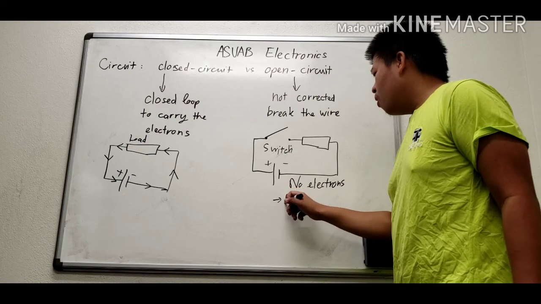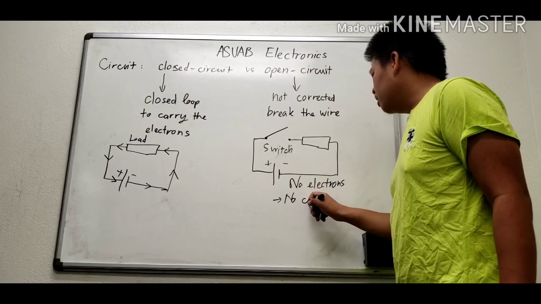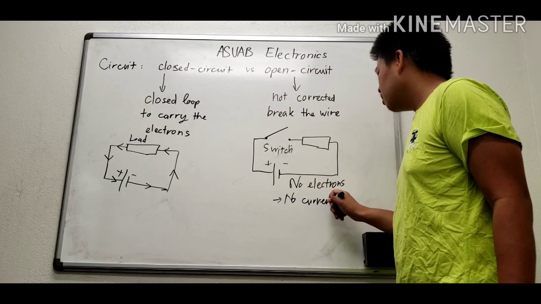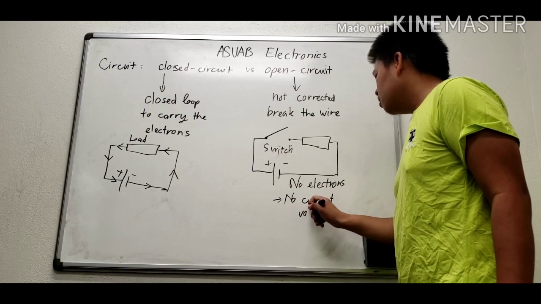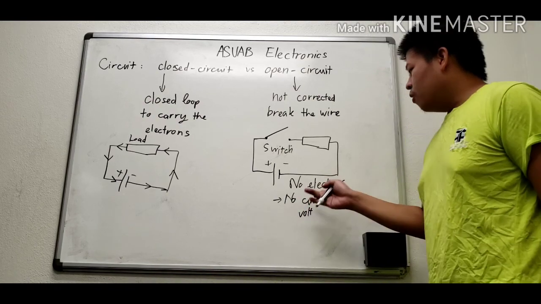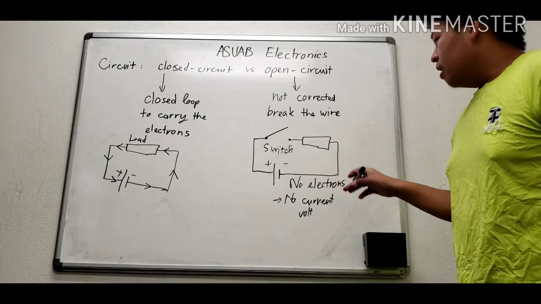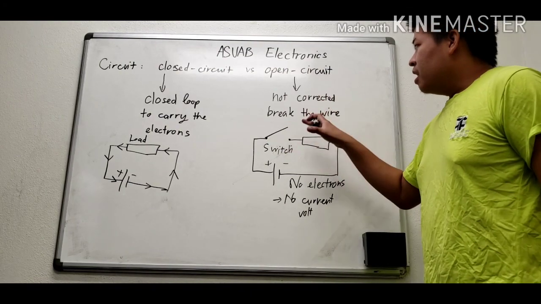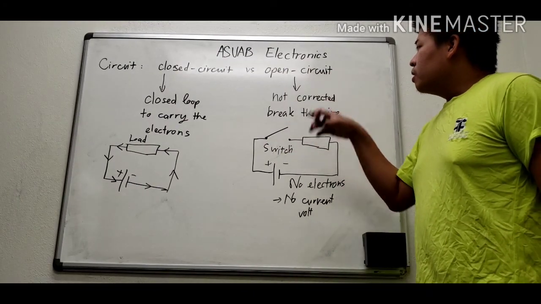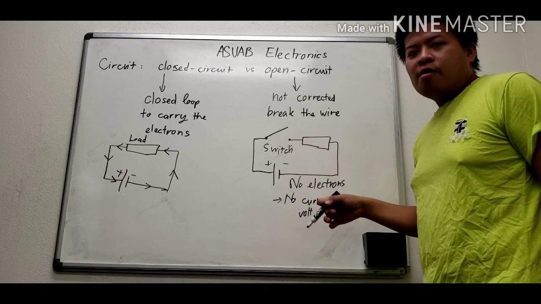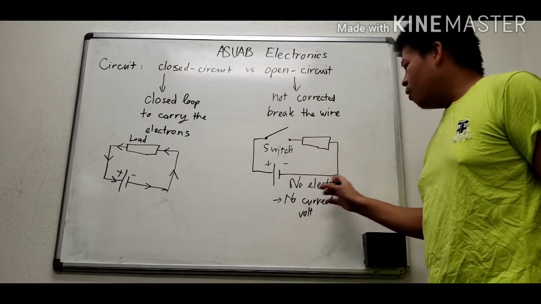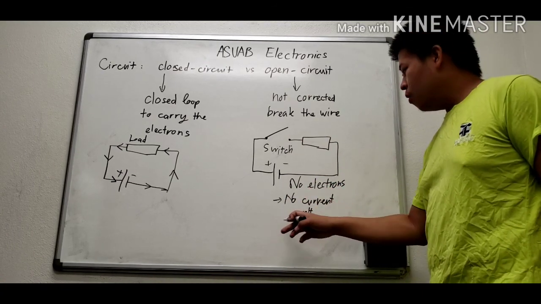Therefore, there is no current and no volt. I will show the current and volt later. Therefore, if the test asks, if we open the circuit, do we have the electron? The answer is no electron, no current, and no volt.